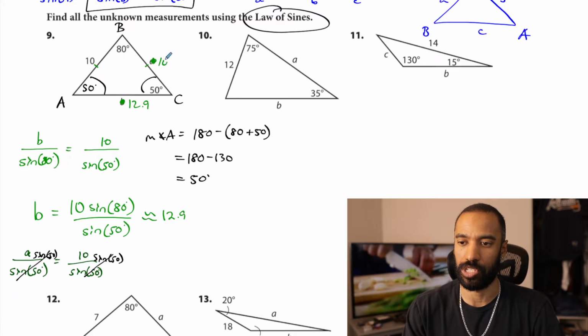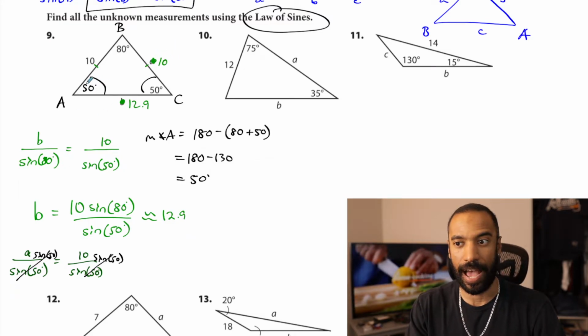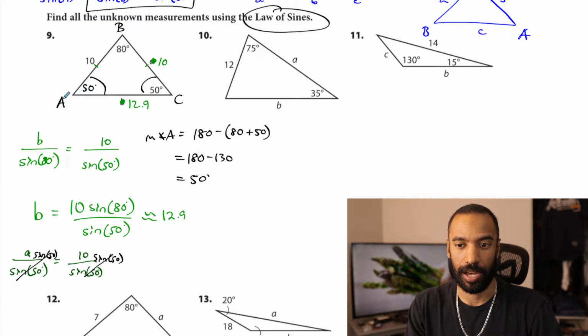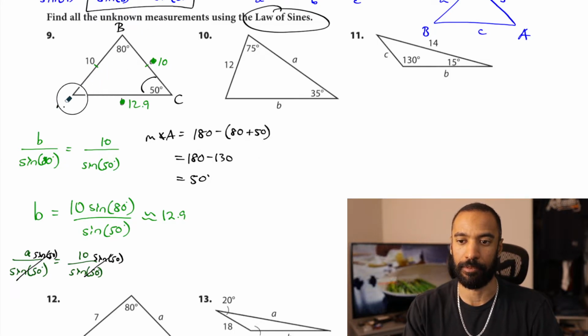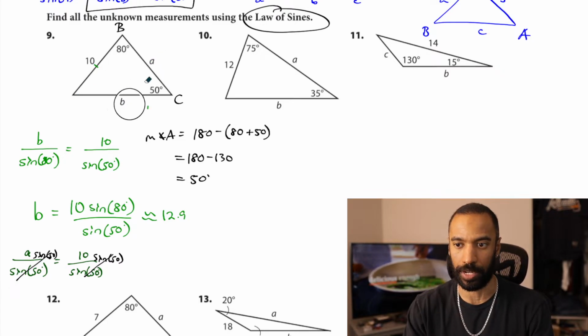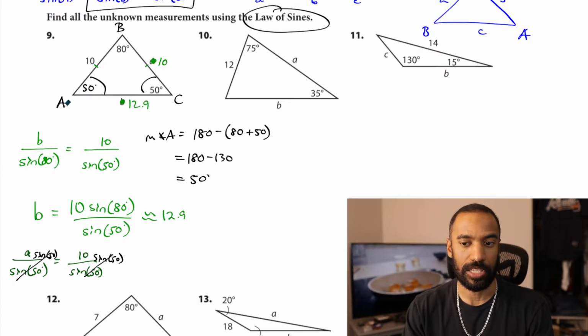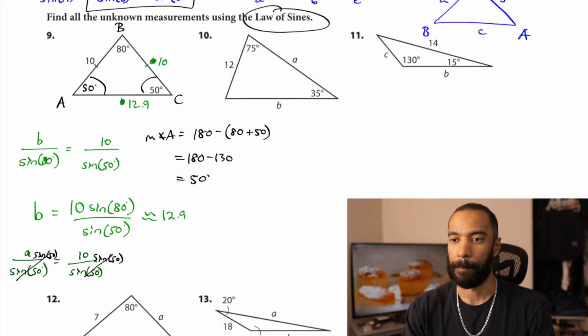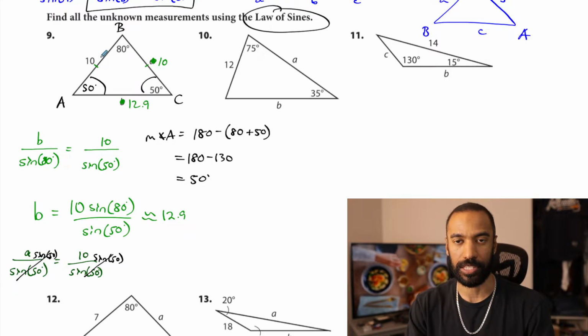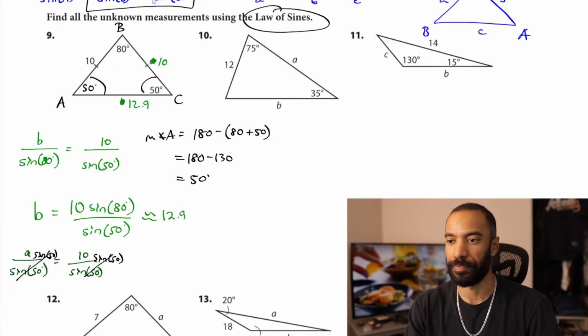We found every single missing measure here. Even if they didn't ask us to find this unknown measurement right here, because I made that up for myself, I filled that in. And these were here, we had to find these two. I needed to get this 50 in order to find it. I needed the angle measure opposite that side to find it using the law of sines.